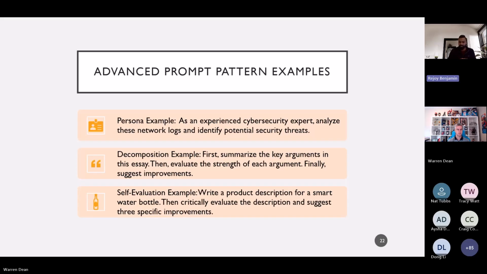And then you've got the self-evaluation example, where you're writing a product description for a smart water bottle, for example. Then you're critically analyzing, you're reviewing each of the description and suggestion, and it is going to suggest improvements, which you can then decide if you want that improvement or not. So those are some of the examples of advanced prompting patterns.